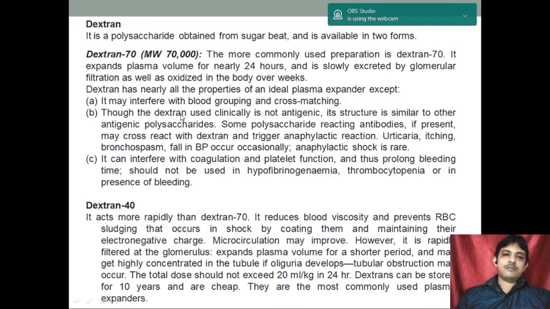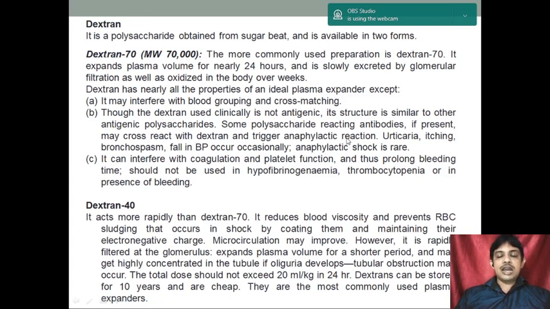Now, what is the problem? It may interfere with blood grouping or cross-matching. That is one problem. Though Dextran is clinically not antigenic, its structure is similar to the antigenic polysaccharide. So some polysaccharide-reacting antibodies, if present, because of the similar structure, may cross-react with Dextran and trigger an anaphylactic reaction. So that is also a problem.